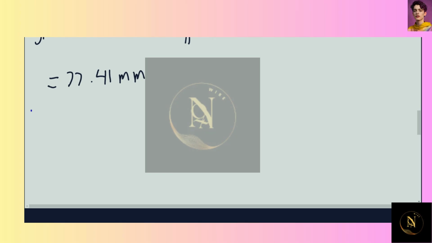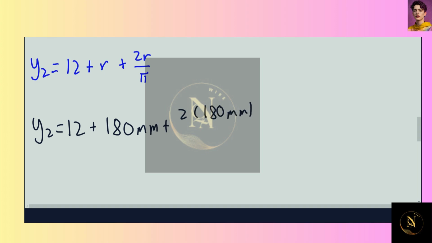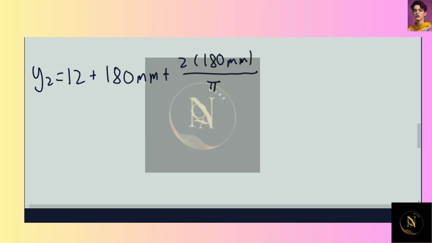And now for y2, this is going to be equal to 12 plus r plus 2r over pi. So we plug in 180 millimeters for r, and then we'll get a center of gravity of 370.25 millimeters.